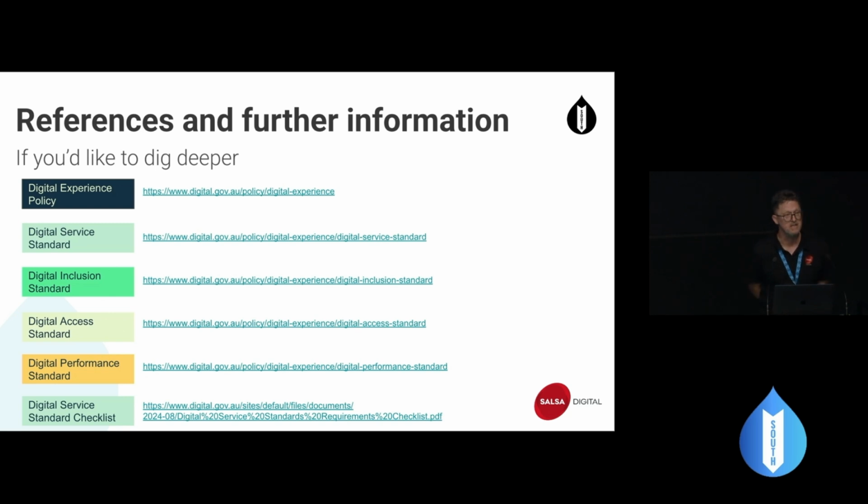I've got some references here, so the links to the policy and the 4 standards that I mentioned. The last thing at the bottom here is a DSS 2.0 checklist. Feel free to have a look at it. It is pretty broad, and I actually think the pro tips are maybe more practical, but it is a checklist of sorts for your own self-assessment purposes.